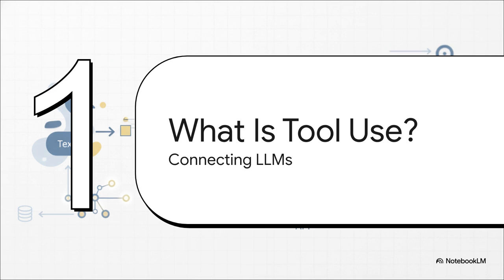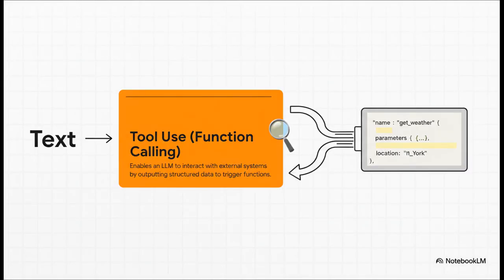We're going to establish a clear architectural definition for tool use. At its core, tool use, and you'll also hear this called function calling, is the pattern that lets an LLM talk to external systems. Now, to be crystal clear, the LLM never executes any code itself. Its only job is to generate a structured piece of data, like JSON, that signals its intent to call a function. It's our application's code that actually does the work and executes the tool.